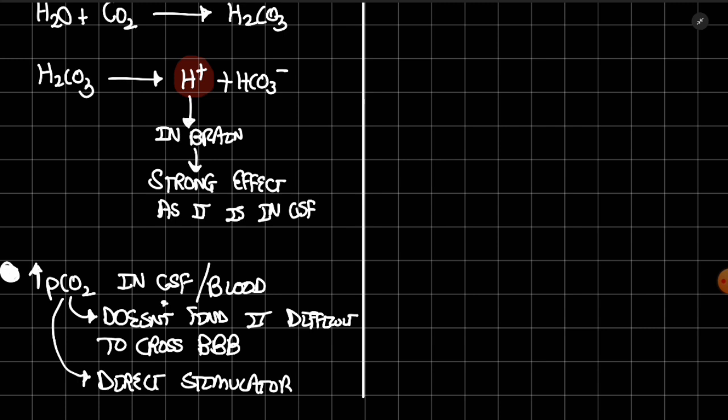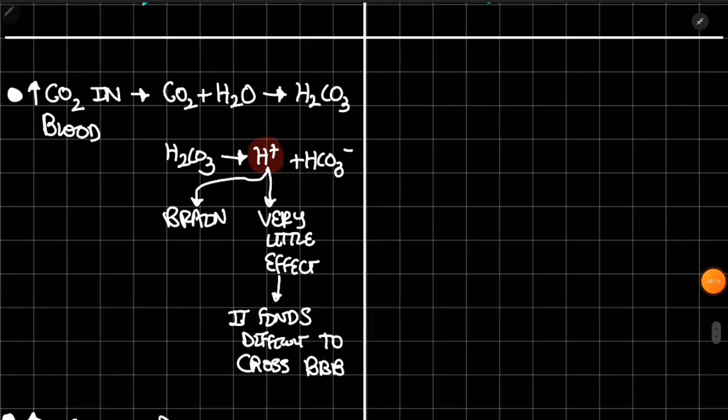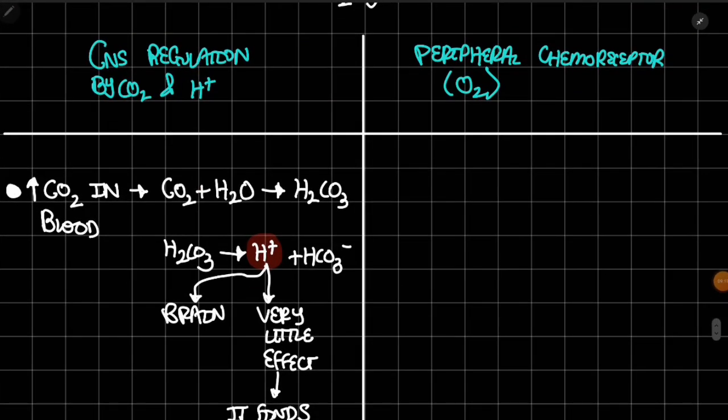And the third condition is a direct increase in partial pressure of CO2, whether it is in blood or in CSF. This CO2 will directly cross the blood brain barrier, it does not find it difficult to cross, and it acts as the direct stimulator. So that was about the chemical regulation by CO2 and H plus.